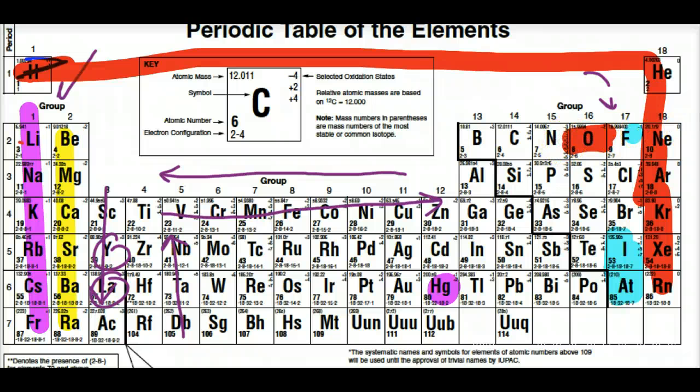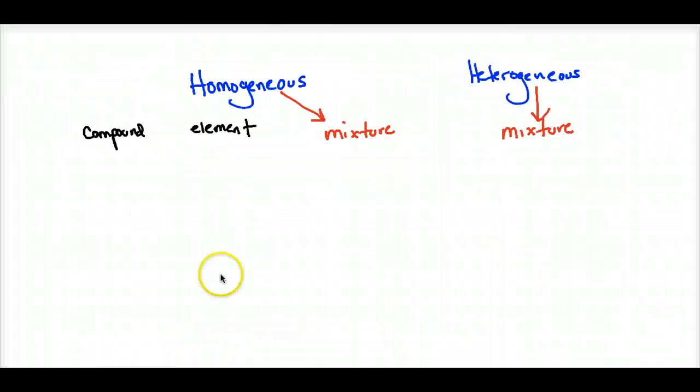And now we're going to go on to classification of matter. Classify matter. We can break it down into homogeneous and heterogeneous types of matter. First and foremost, let's start with a mixture. A mixture is 2 or more substances in close proximity but not chemically bonded. They're put together physically and they're separated physically.